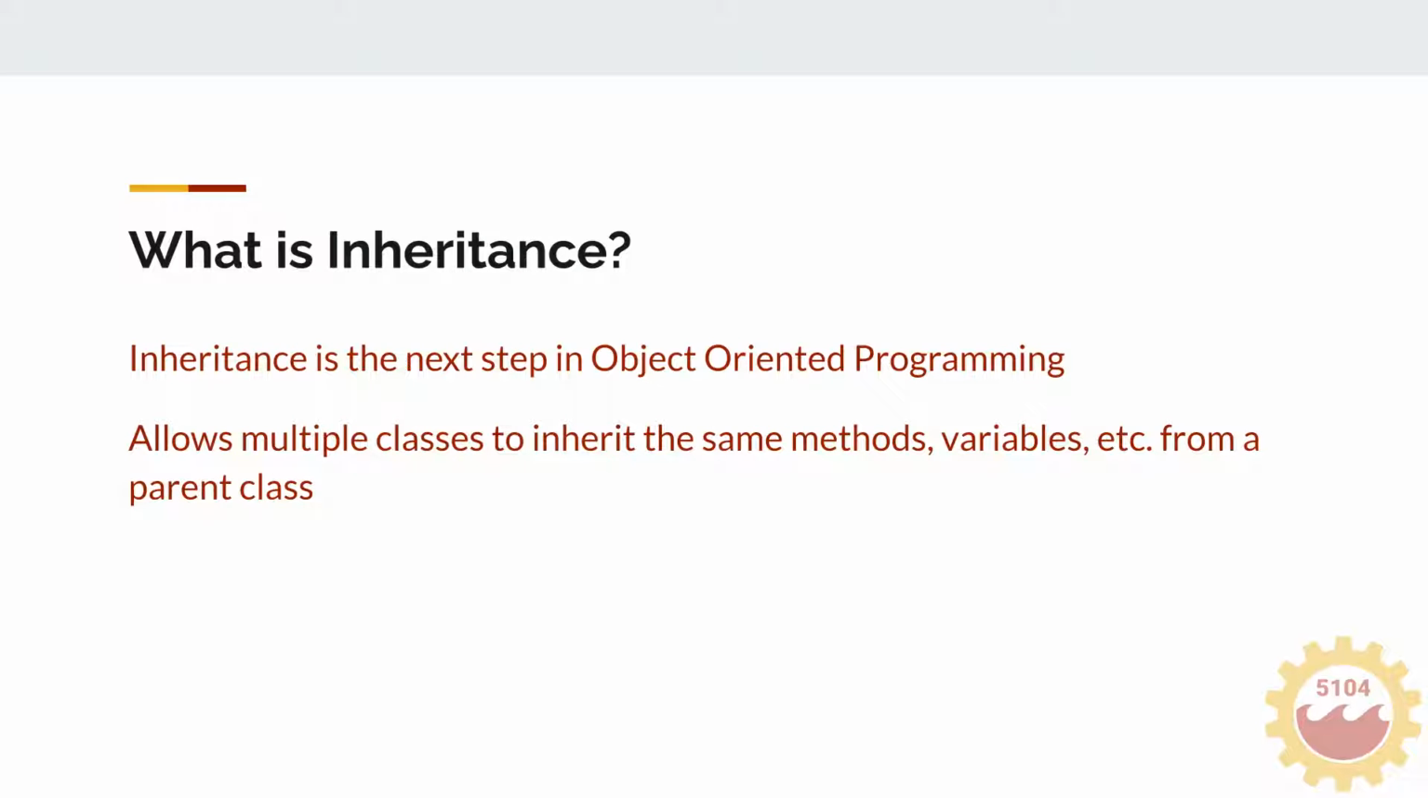Okay, so what is inheritance? Inheritance is the next step in object-oriented programming. It allows multiple classes to inherit the same methods, variables, etc. from a parent class.